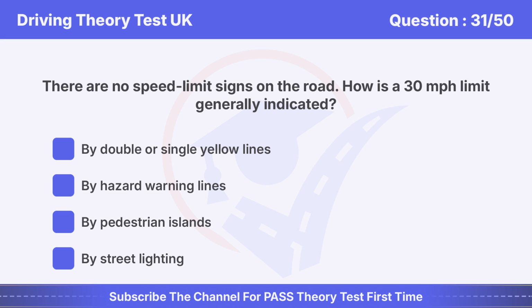Question 31. There are no speed limit signs on the road. How is a 30-mile-per-hour limit generally indicated?